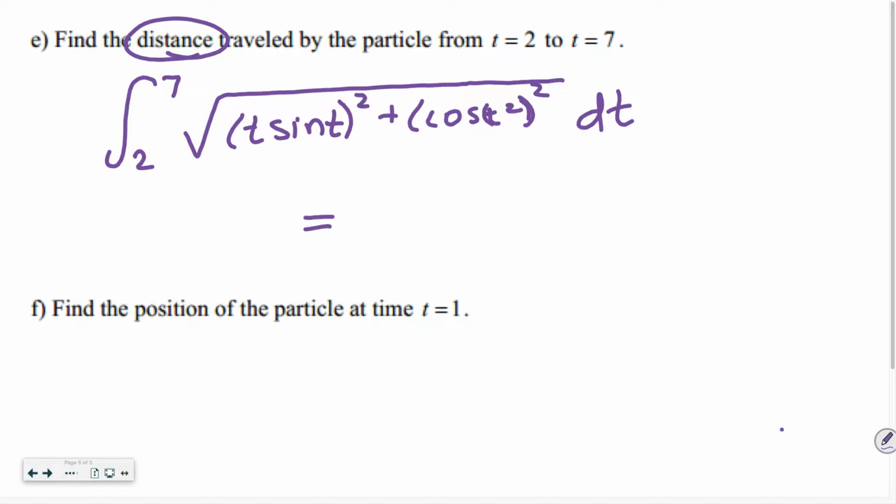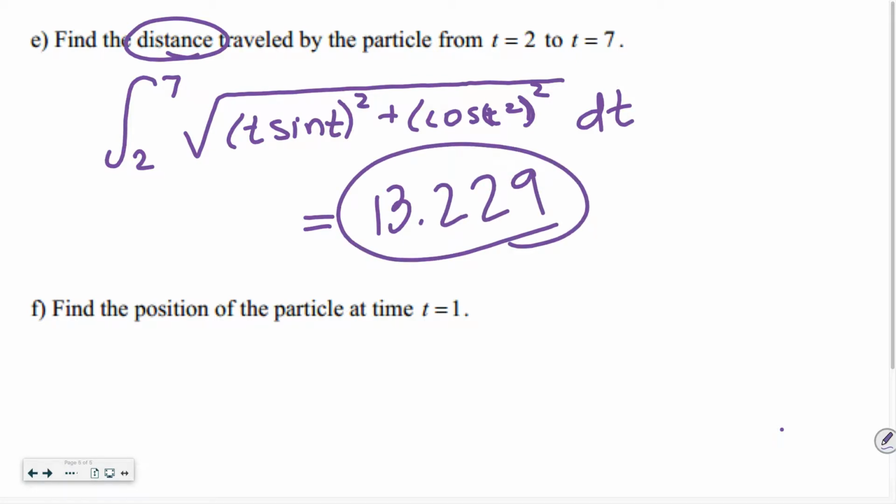Who hasn't? Okay, did you put this into your calculator yet? What'd you get? It's still thinking. Yeah, it's not for a while, but now it says 13.229. Victoria's angry calculator has given us the answer of 13.229.